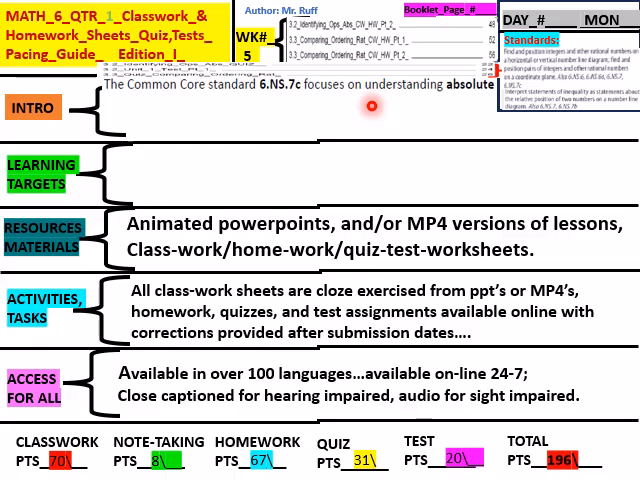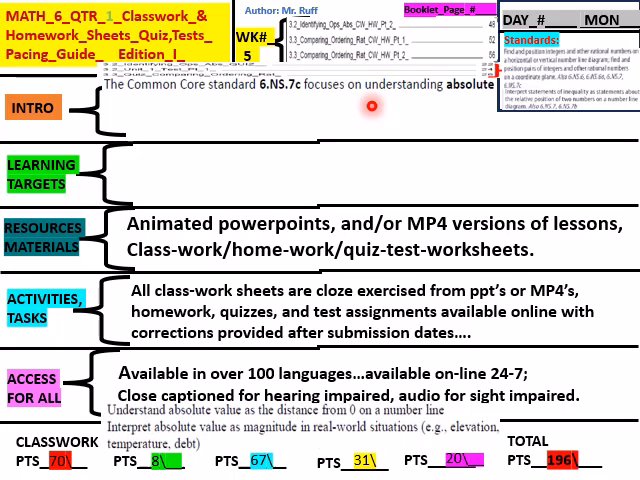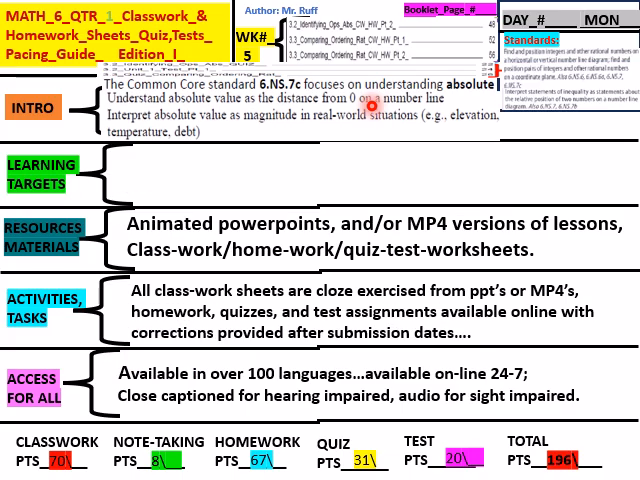numbers. Understand absolute value as the distance from 0 on a number line. Interpret absolute value as magnitude in real-world situations. For example, elevation, temperature, depth.